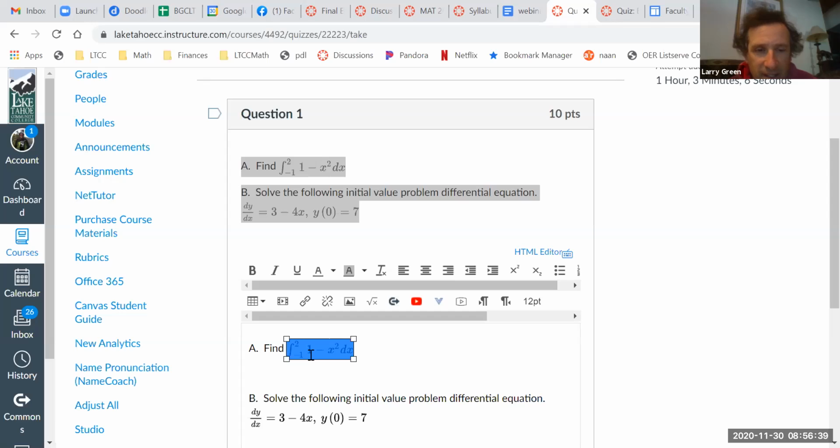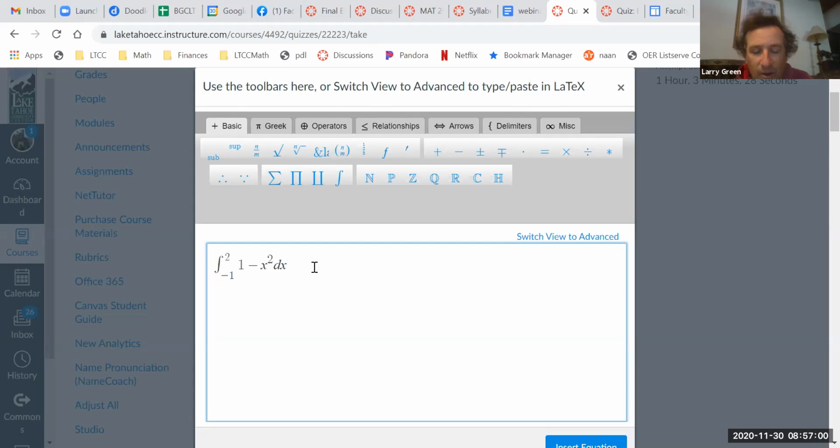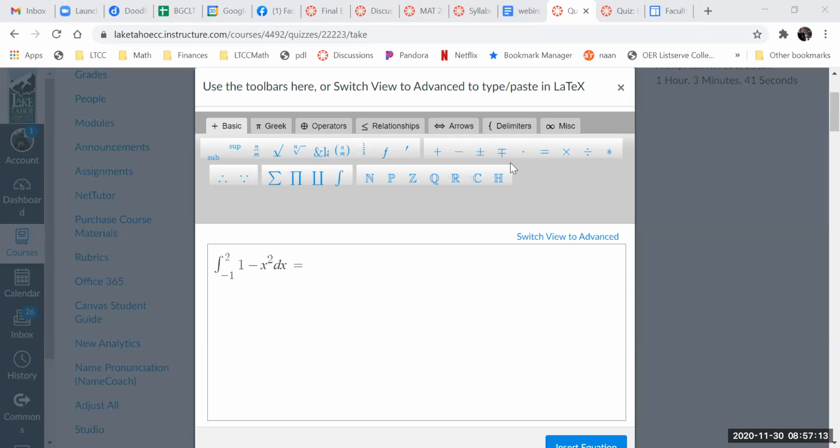Okay, so here's your quiz. And the first question is to find, the way we read this, the integral from -1 to 2 of 1 minus x squared dx. So to do that, let's copy and paste it. What we want to do is remember that this symbol means what are we doing? What are we looking for? When we see that integral sign, what are we trying to find? The antiderivative. Exactly. We're looking for the antiderivative.